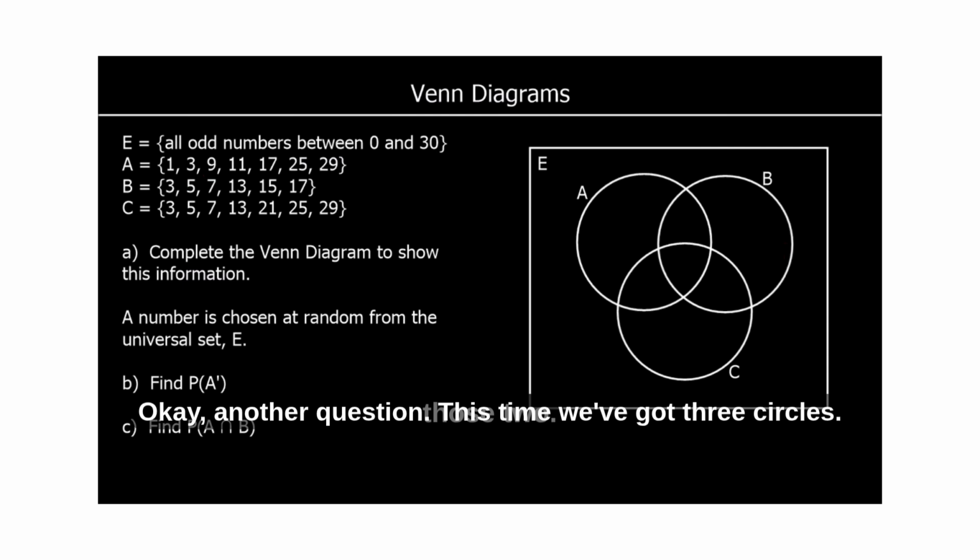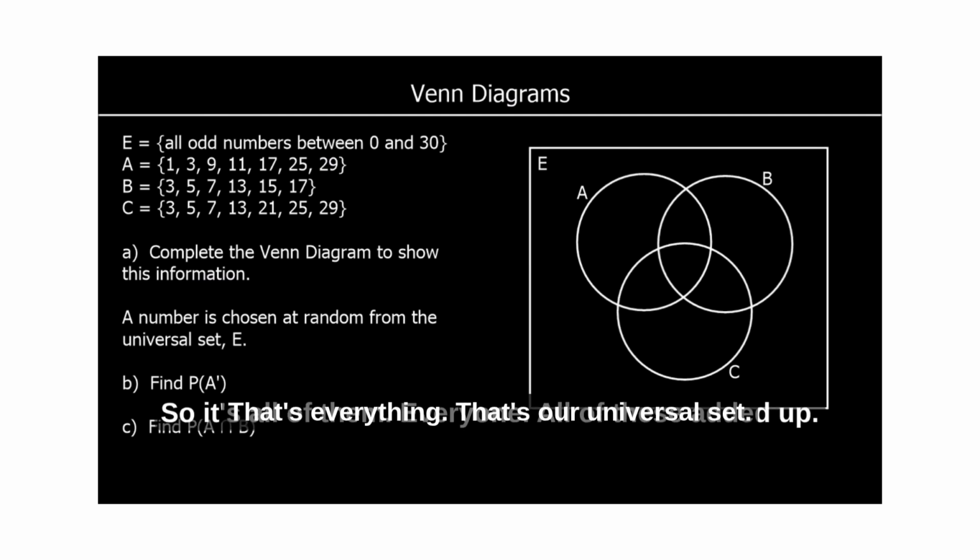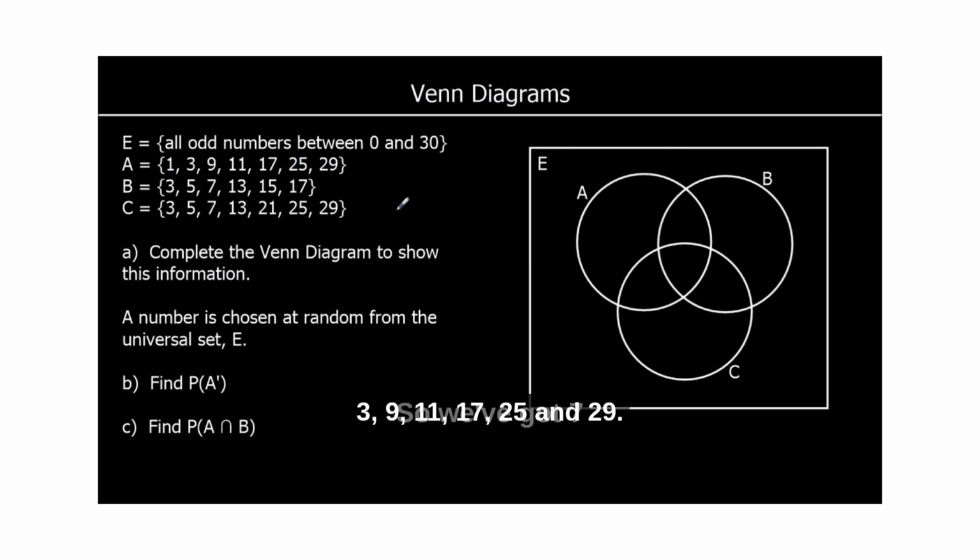Okay, another question. This time we've got 3 circles, but we're doing the same thing. So we want all odd numbers between 0 and 30. That's everything. That's our universal set. So A is 1, 3, 9, 11, 17, 25, and 29. B is 3, 5, 7, 13, 15, and 17. And C is 3, 5, 7, 13, 21, 25, and 29.